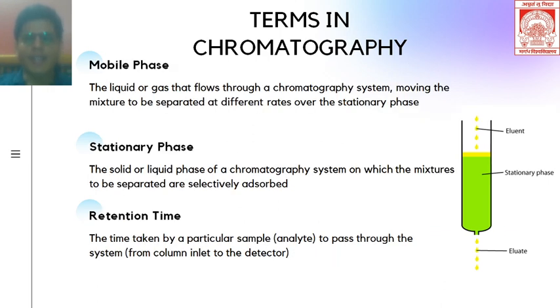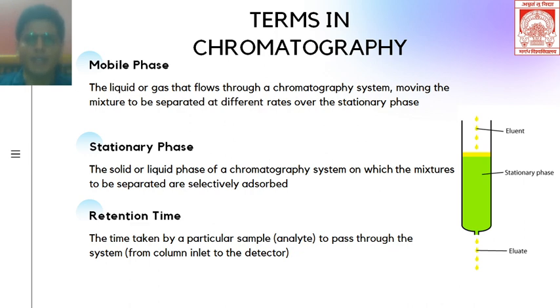There are two phases in any chromatography technique. One is the mobile phase and another one is the stationary phase. Let's talk about them one by one. The mobile phase is the liquid or gas that flows through a chromatography system and moves the mixture to be separated at different rates over the stationary phase. The stationary phase can be solid or liquid, depending upon the chromatography type we are using, on which the mixtures to be separated are selectively adsorbed. There is one term that is often used in this particular technique, that is retention time.